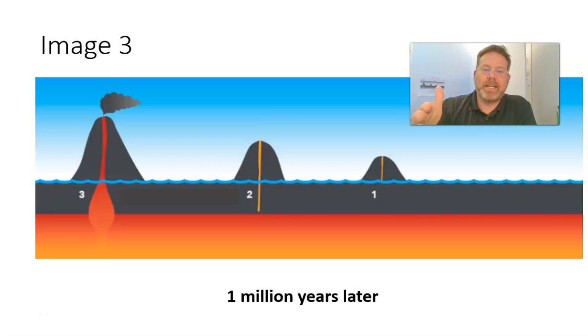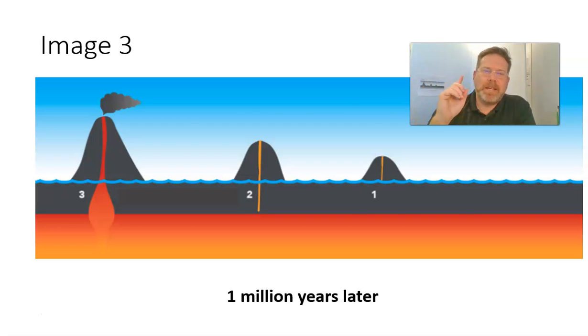And what do we see again? We see a volcano 1. We see a volcano 2, but now there's a volcano 3. And a duration of time has passed, 1 million years. So have them start making some inferences, potentially, but they may be incorrect. So this is what we want to capture.